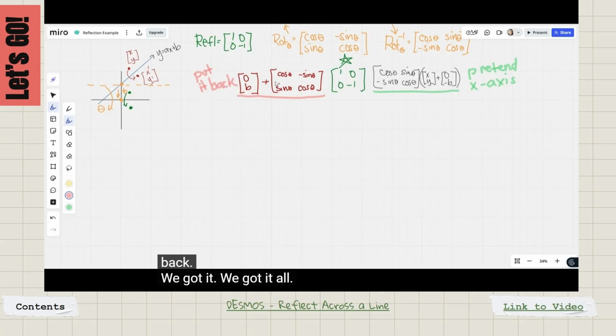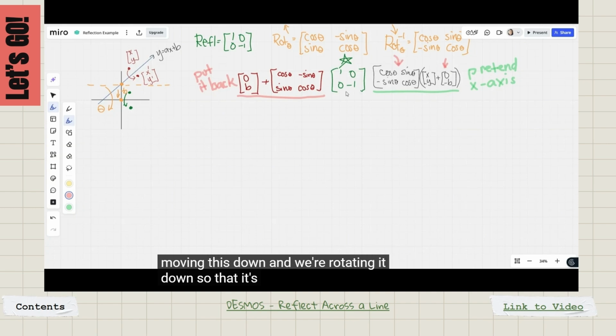We got it? We got it all? So we're pretending this is the x-axis. We're moving this down, and we're rotating it down so that it's sitting on the x-axis. Do the reflection. Now that we've done that, we're going to scooch it back up, rotate it up, and put it back. Now let's do some math.